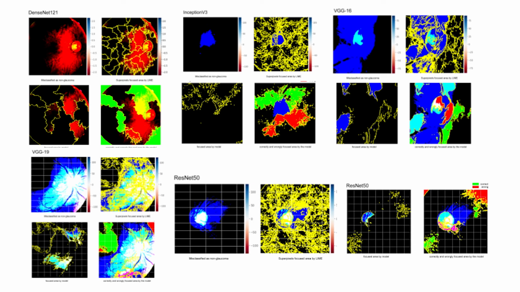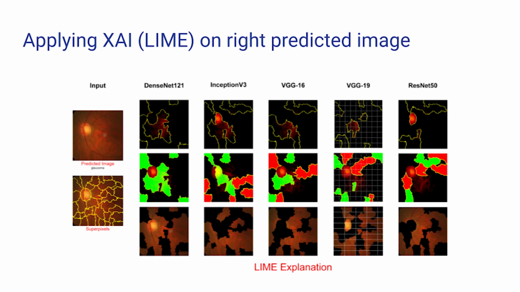Here we can see the LIME explanation for each model's misclassified or wrongly predicted images with their preprocessing input. The yellow area indicates the focused area for the models, which are the superpixel images given by LIME. Below that we can see the superpixels and the explanation with the correct or wrong focused areas for the image for each model. Here the green part indicates true and red indicates false.